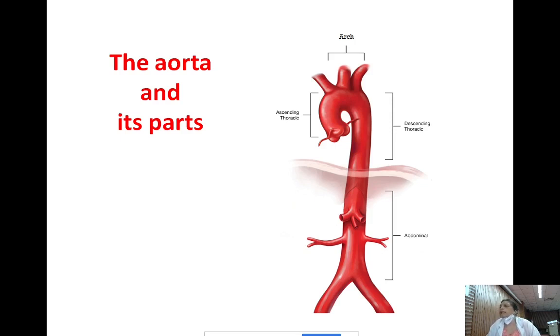From the sternal angle it descends, that is known as the descending thoracic aorta, and then it passes through the diaphragm at the level of the 12th thoracic vertebra and becomes continuous in the abdomen on the left side of the body of the vertebral column, and that is the abdominal aorta. Then at the level of L4 it divides into two common iliac arteries, and throughout its course it gives many branches.